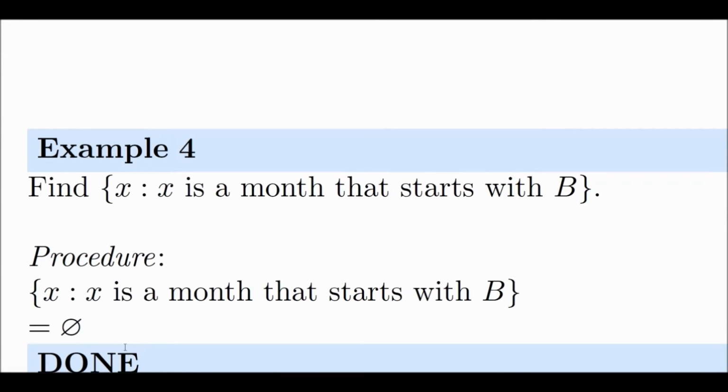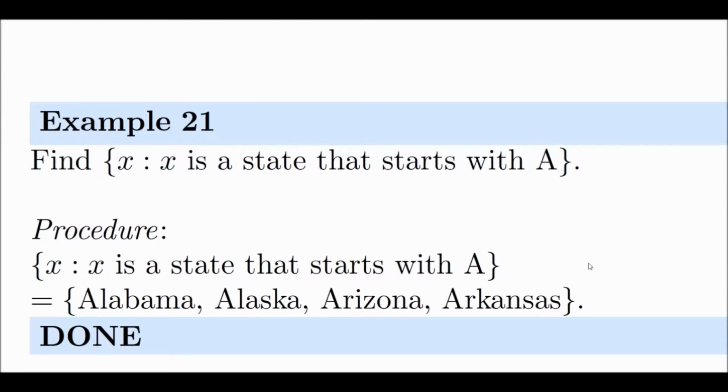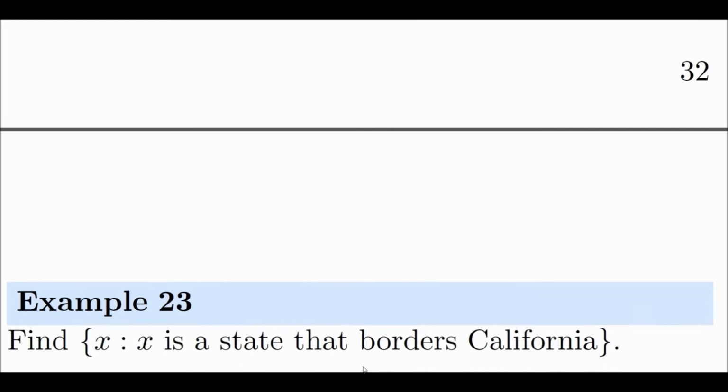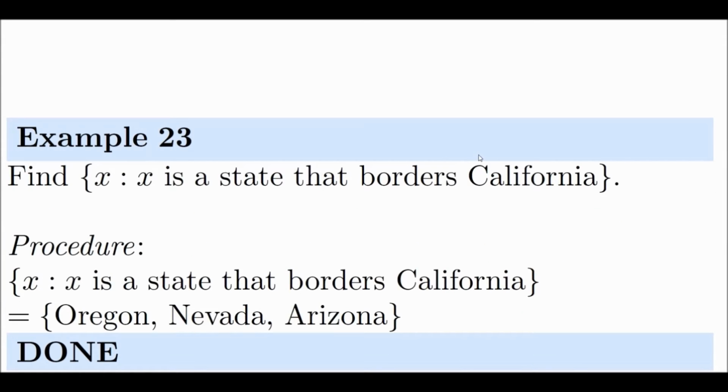So there are no months that start with B, so this is just the empty set. Here's another example. I want to find the set of X such that X is a state that starts with A. So we'll just list all the states that start with A. So here are those states: Alabama, Alaska, Arizona, and Arkansas. Here's another example. I want to find the set of X such that X is a state that borders California. So those states are Oregon, Nevada, and Arizona.